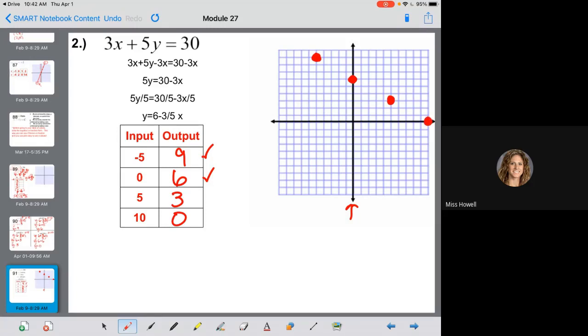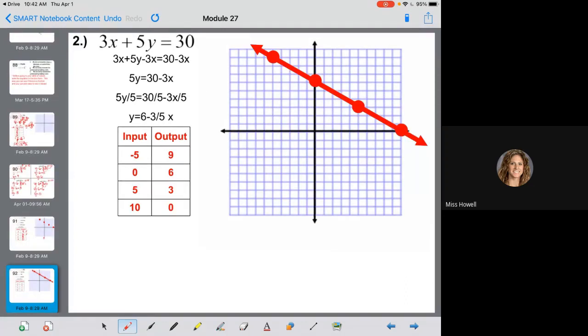All right, from there, take your ruler and connect your dots. I want a line that goes the whole way through the coordinate plane, with an arrow here and an arrow here, because our solutions go on forever.